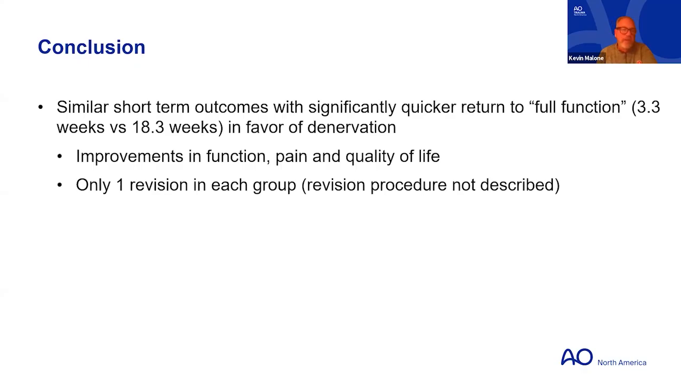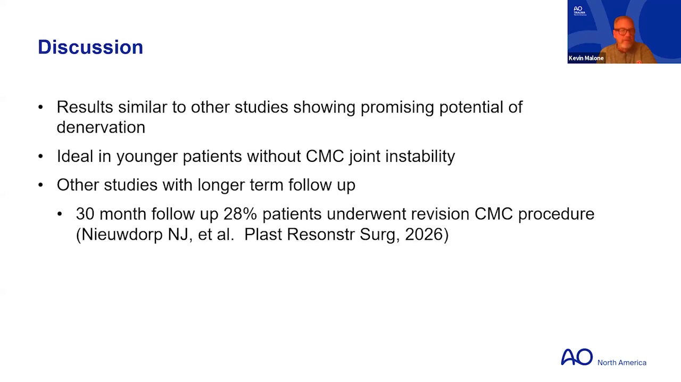There was one revision in each group, but the authors did not describe what the revision procedure was for either of these individuals. So this study does show results that are similar to other studies with promising potential of denervation. It is ideal in younger patients without CMC joint instability, perhaps with an earlier stage of Eaton arthritis.